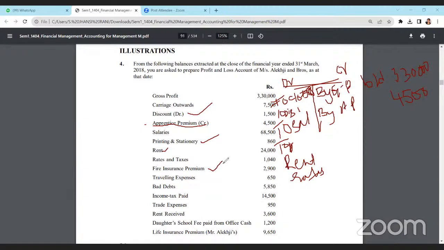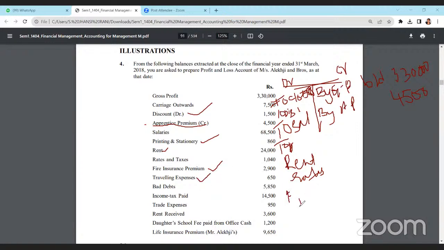Next, we have fire insurance premium. We take insurance either for our goods or for our office. So fire insurance premium means our business, that is Alexji and Brothers, is paying insurance premium to the insurance company. Whenever we are paying, it is an expenditure to us. So that expenditure is written on the debit side, 2,900.